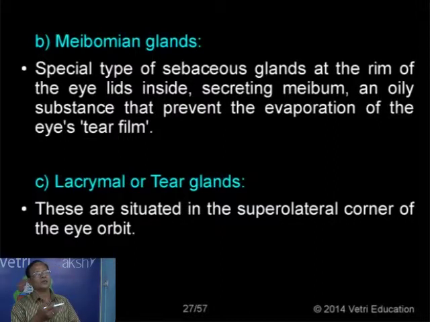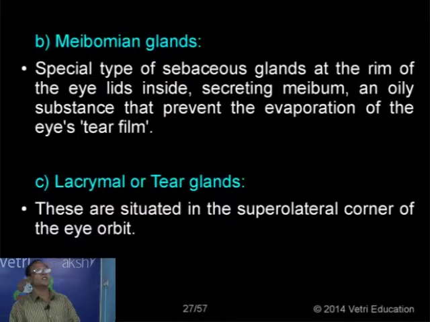So we have the tear, a thin layer of water lying over the conjunctiva. This is what is called the tear film. That is responsible for normal vision, and its evaporation is prevented by the meibum, which prevents the evaporation of the eye's tear film, a thin layer of tears lying over the conjunctiva.